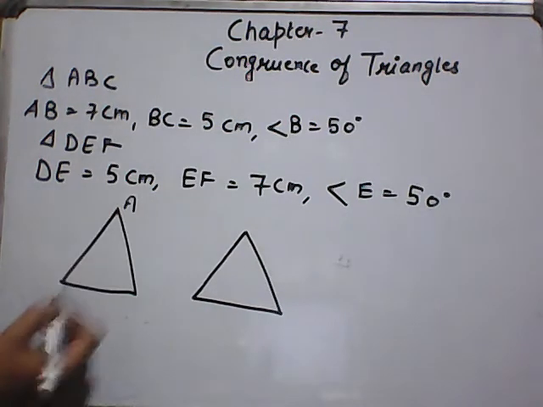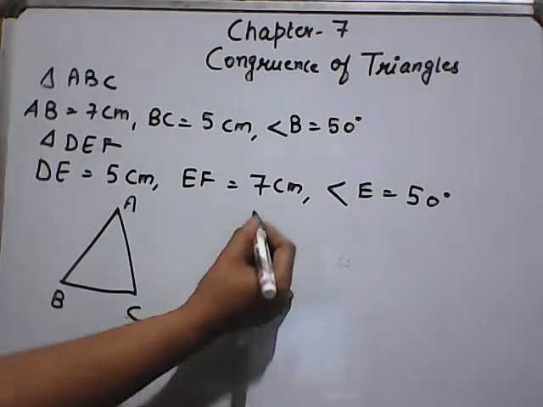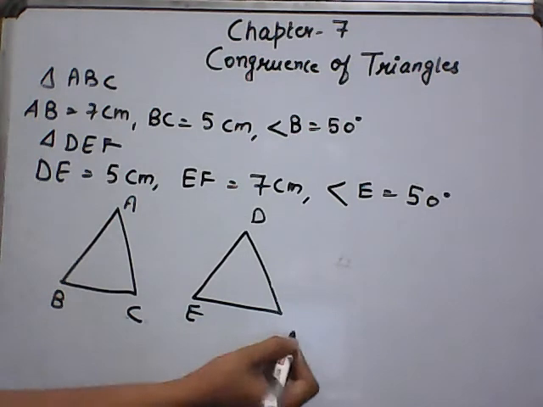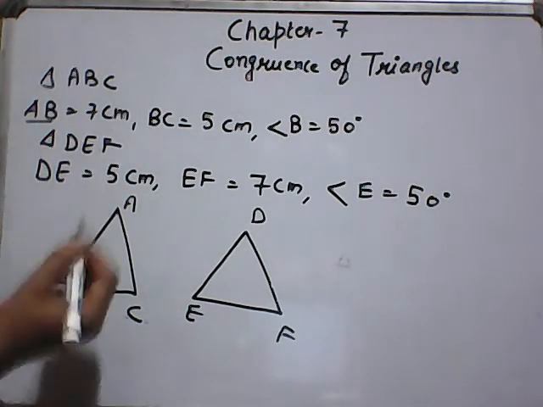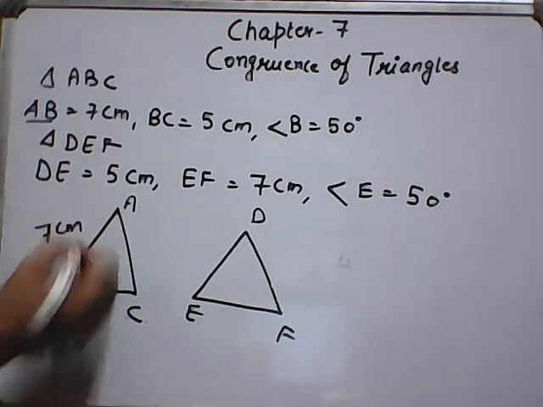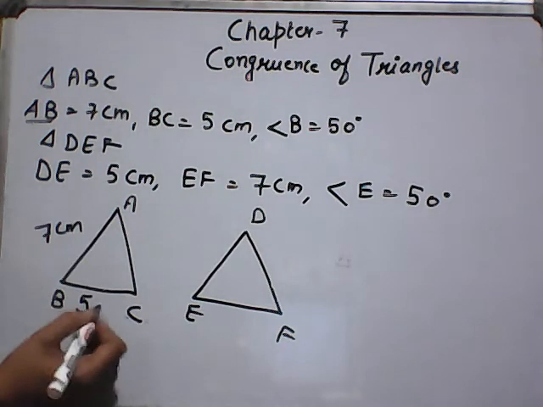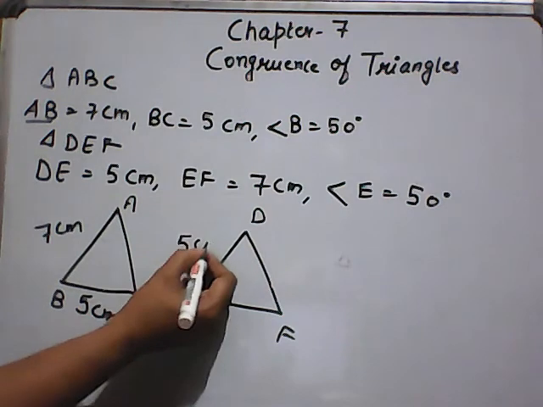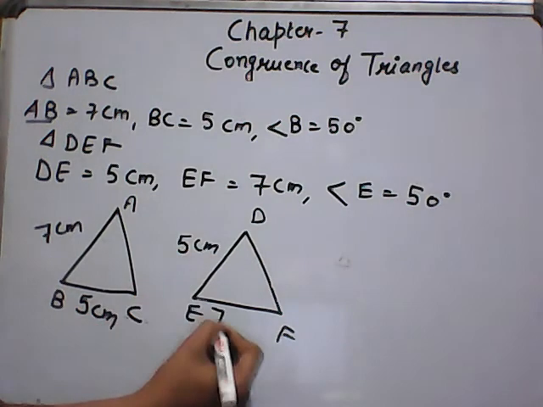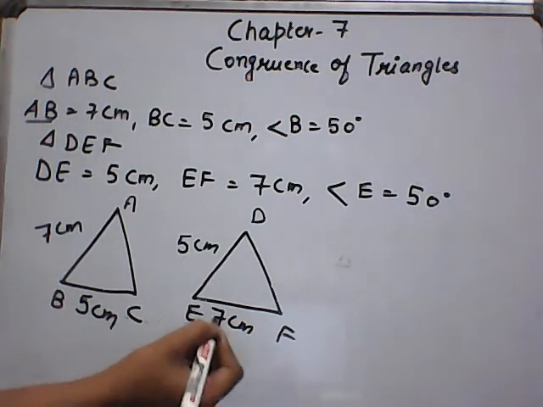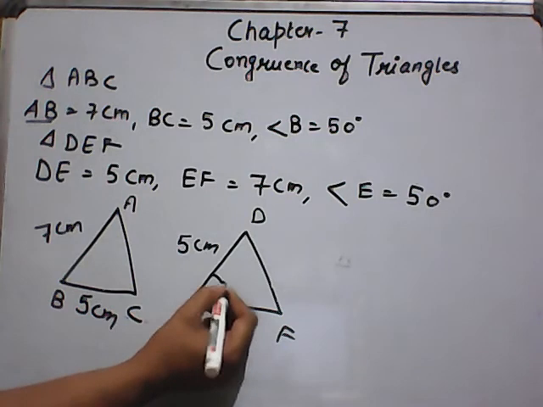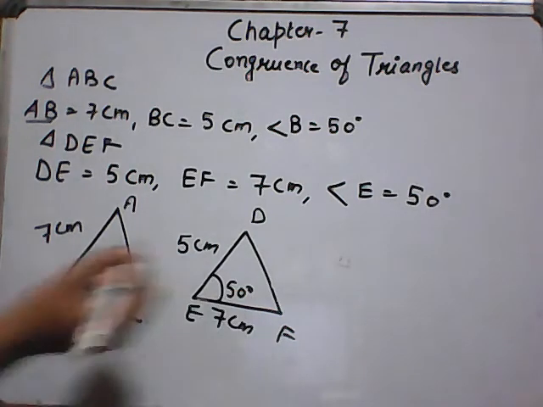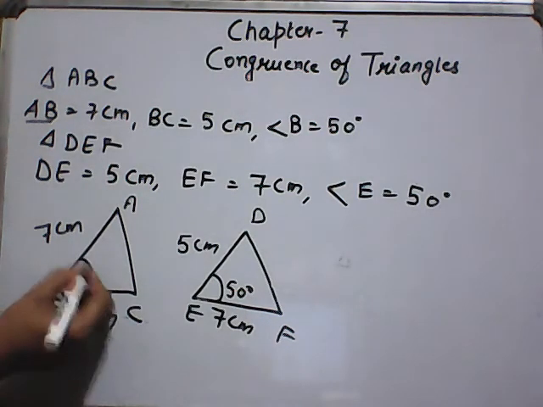Here A, B, C, D, E, F. Now AB is 7 centimeter, BC is 5 centimeter. In this triangle DEF, DE is given to you 5 centimeter, EF is given to you 7 centimeter, angle E is given to you 50 degrees. Here angle B is given to you 50 degrees.